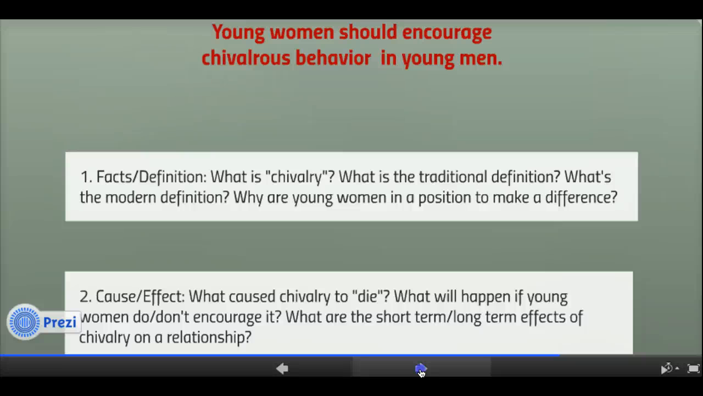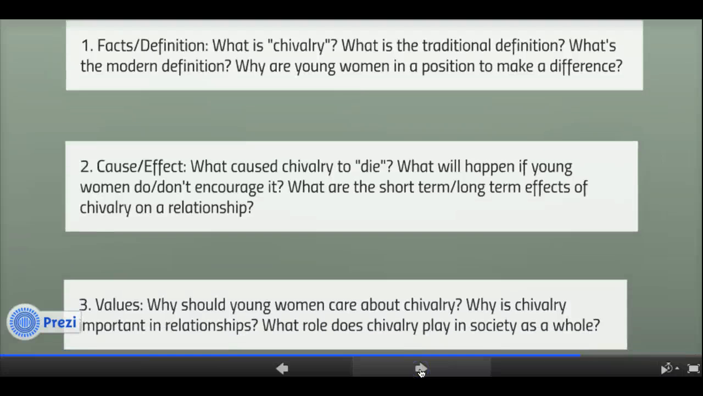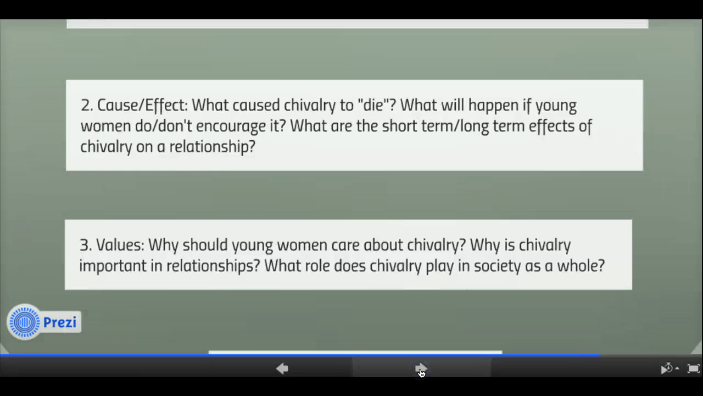Next, cause and effect. What caused chivalry to die in the first place? What's going to happen if young women do or don't encourage it? What are the short-term or long-term effects of chivalry on a relationship?